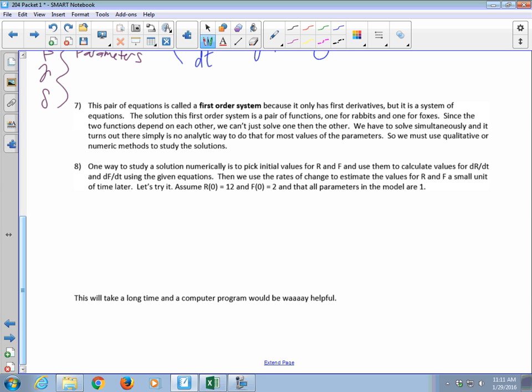If R of 0 is 12 and F of 0 is 2, we're going to pretend all the parameters in the model are 1 just to make it look nicer for now. So my equations are dr dt is R minus RF, and df dt is negative F plus RF. And we're going to assume that R of 0 is 12.